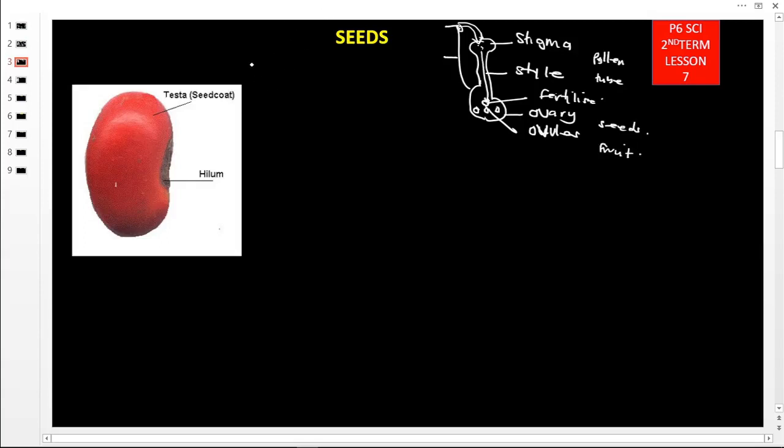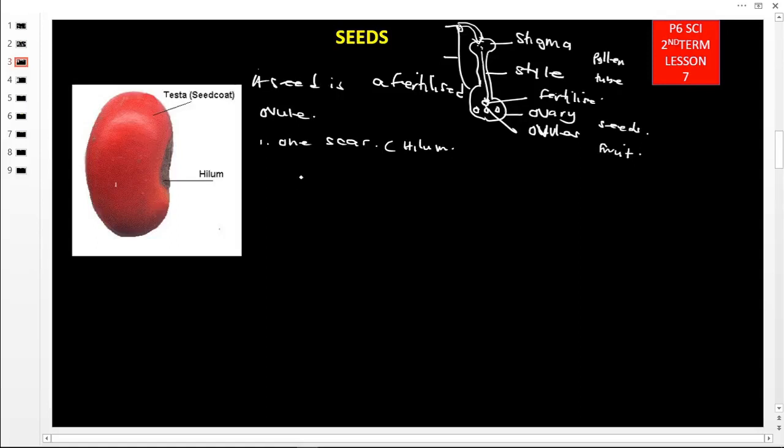Therefore, a seed is a fertilized ovule. And again, one of the characteristics of these seeds is that they have only one scar. So anything to be called a seed has to come from the ovule, and it has only one scar, and the scar of this seed is called the hilum.